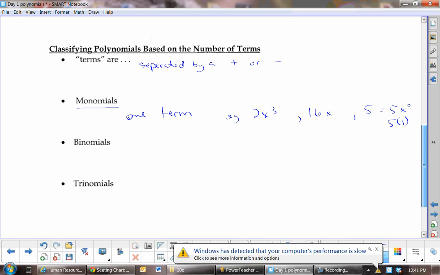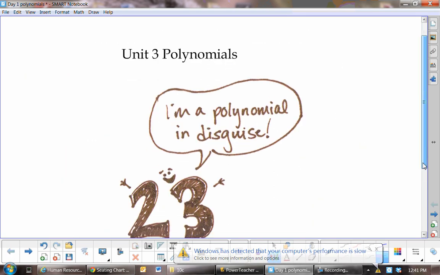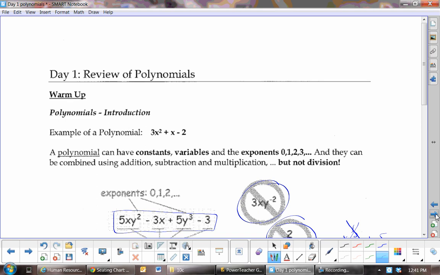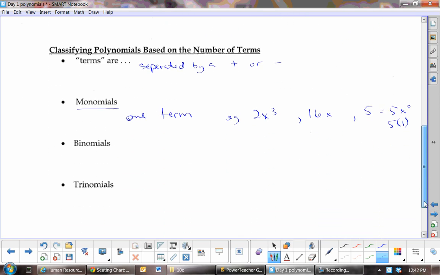So that goes back to this joke where it says I'm a polynomial in disguise. That's because it's actually 23x to the 0. So it's actually a polynomial. It'd be specifically a monomial. Okay? So you probably never thought of a number as a polynomial before, but it is as well.